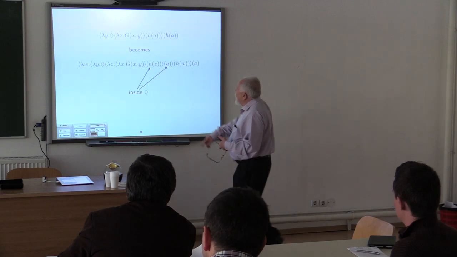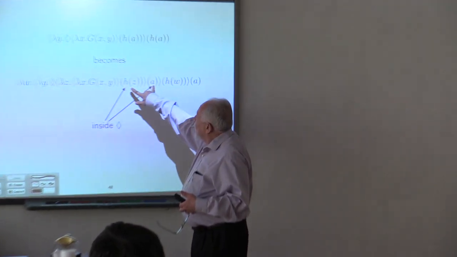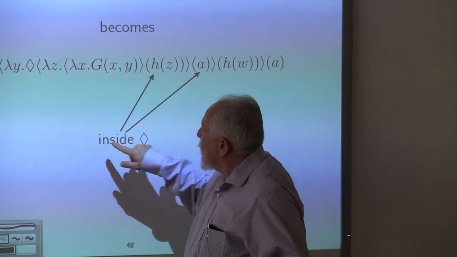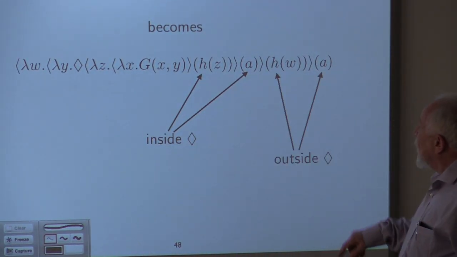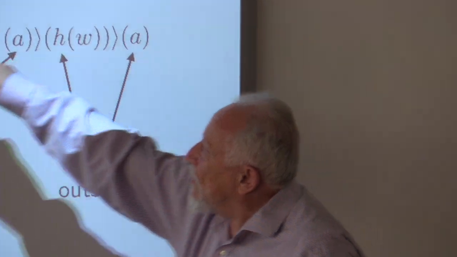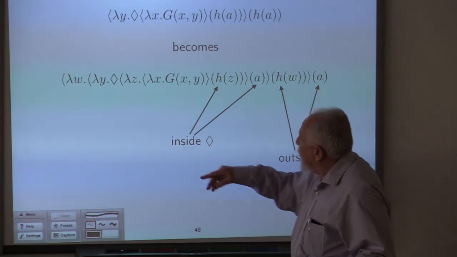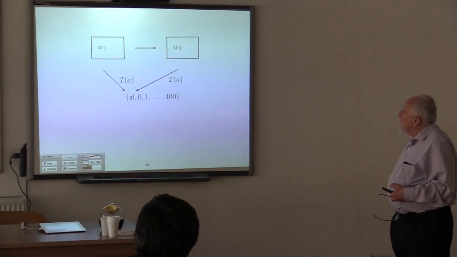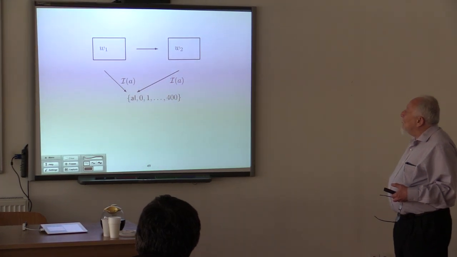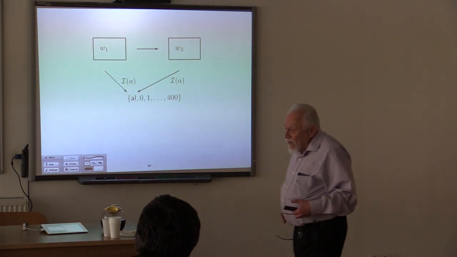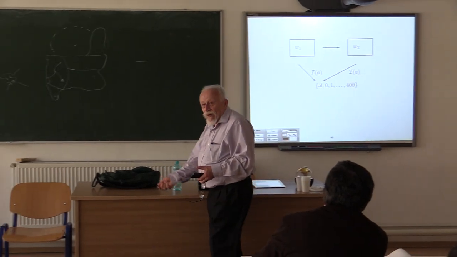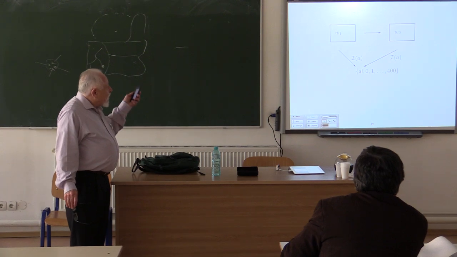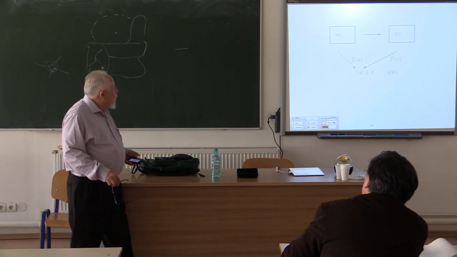You notice these two, this H and this A, this term is associated with the X, this is associated with the Z. So these two are inside the diamond. These two, this is associated with the Y, this is associated with the W, they're outside of that. All right, so again, here's a very simple model. We're not talking years now, we're talking how things are and how they might have been. So W1 is how things are, and they could have been like W2.